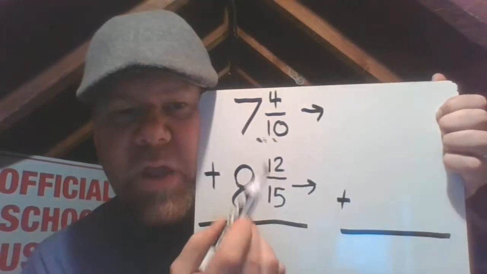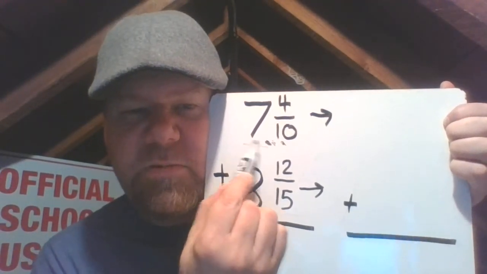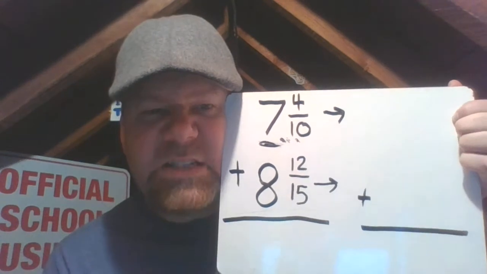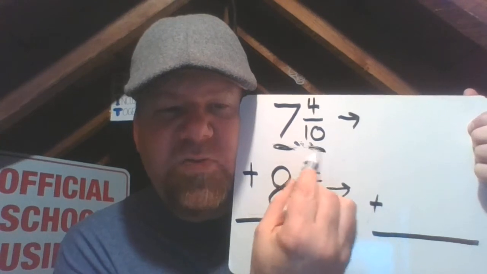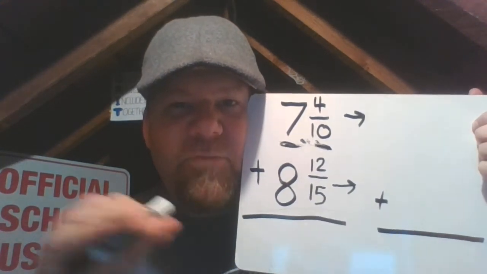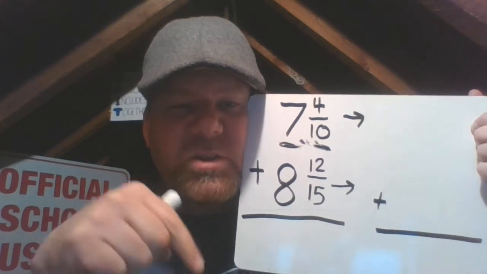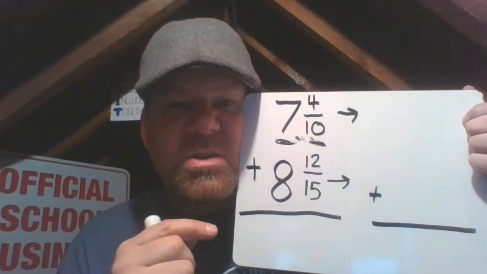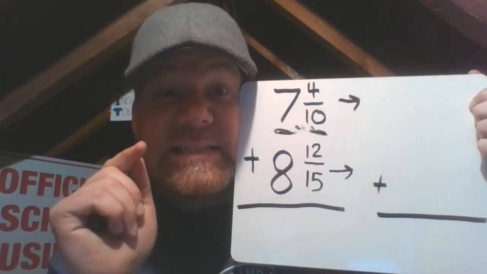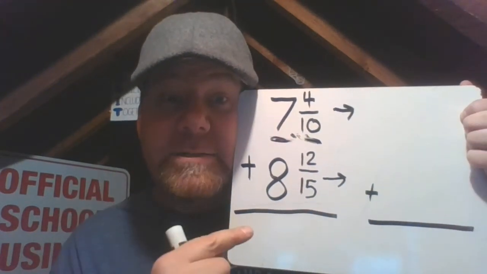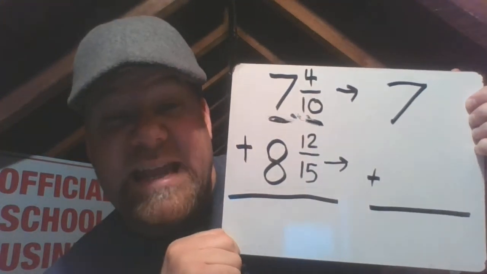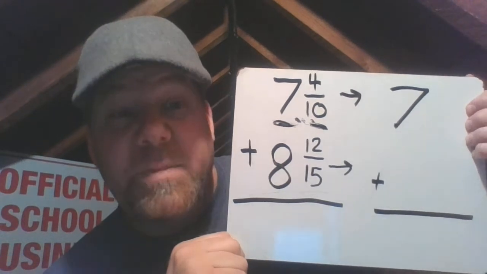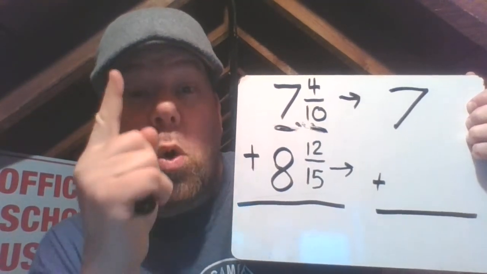So let's think about it. Our whole number now is 7, right? There we go. That's our whole number, 7. And then here's our fraction, 4/10. Now, since 4/10 is not at the halfway point of a whole number, it's closer to 0 than it is to 1. So guess what? 7 and 4/10 is closer to 7 than it is to 8. I hope that made sense for you. Because 4/10 is not halfway or above, right?